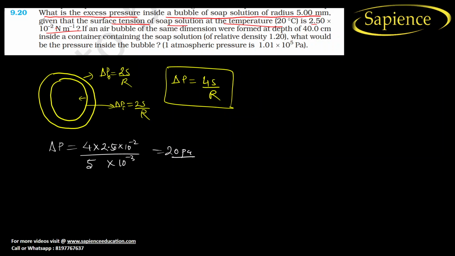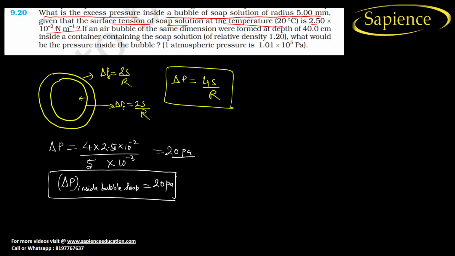If an air bubble of the same dimension were formed, now see here, what is the excess pressure inside the bubble? We have got the solution. So the excess pressure inside the bubble is equal to 20 Pascal. So this is the first part of the answer.